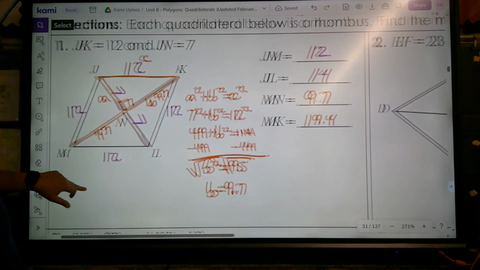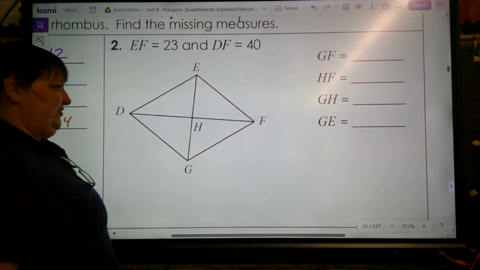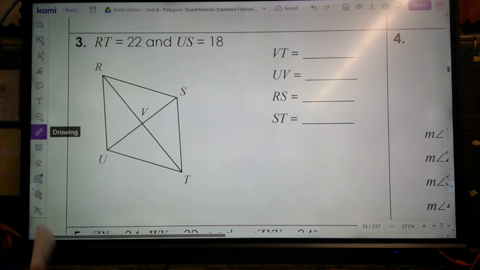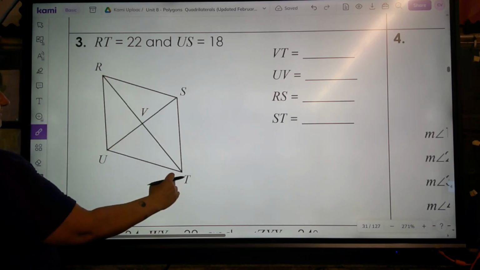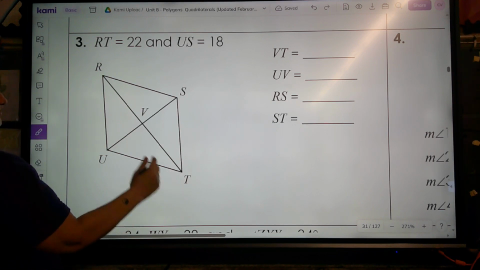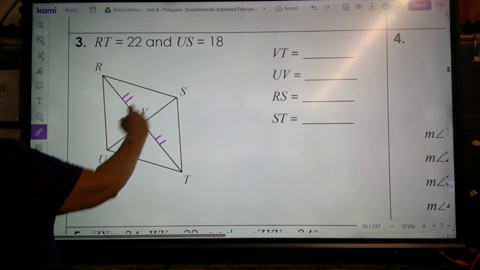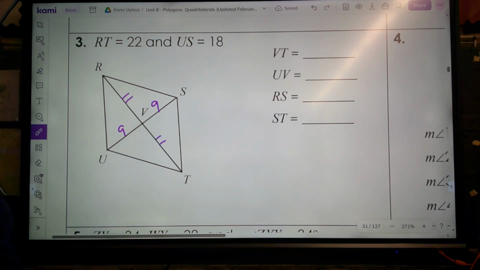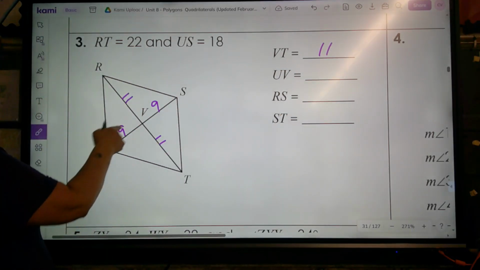All right, watch it as many times as you need to, and then come get the handout for number 2. Once you have your smiley, come back to the video. We'll do number 3. Given R to T is 22. The total is 22, which means this is 11 and this is 11. And U to S is 18, which means this is 9 and this is 9. Let's see if we can answer any of the questions. V to T, 11. U to V, 9.